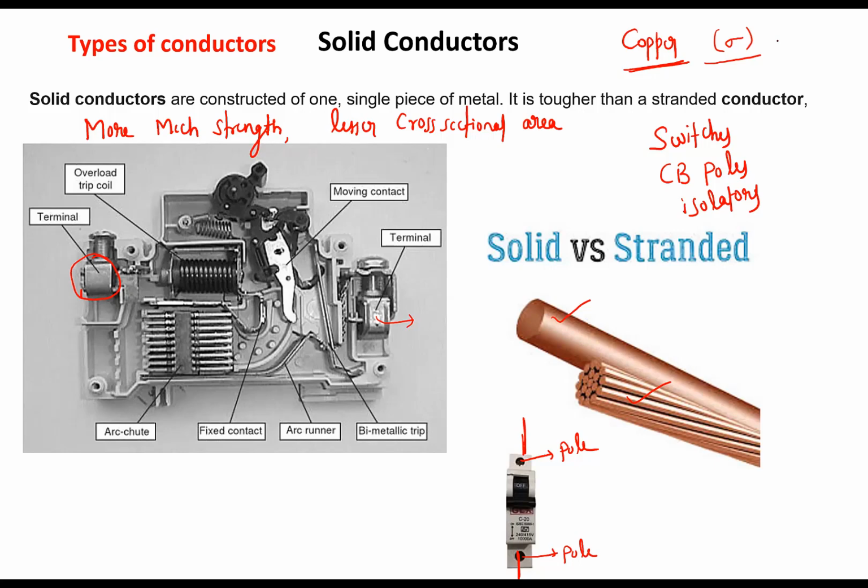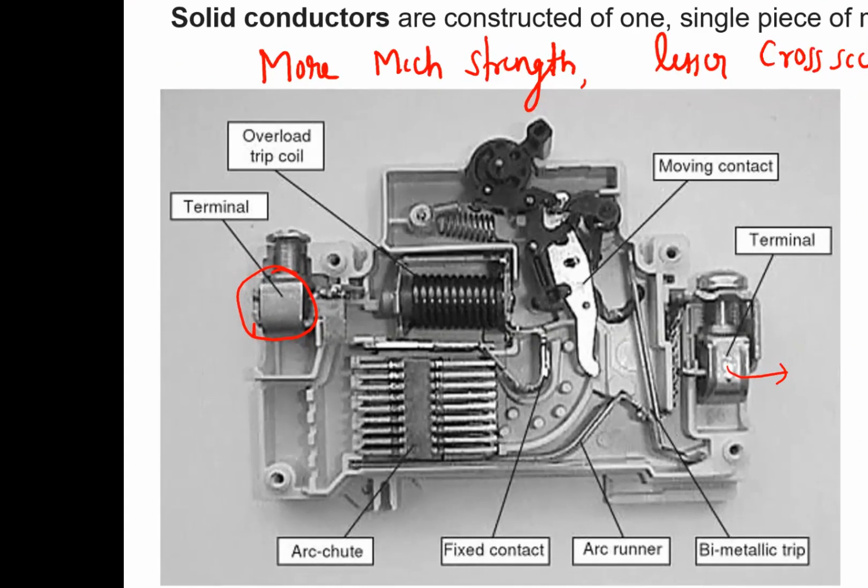Sir, where is the continuity between the left terminal and the right terminal, sir? So you're more interested in continuity. That is not our subject, still I'm telling you. Your current will come like this, it will pass through the overload relay. If any overload is there, it will operate. This is the path. You go like this. Did you get it? Okay, sir. Okay, boss.